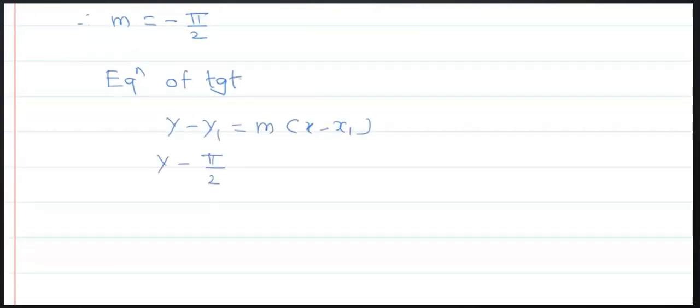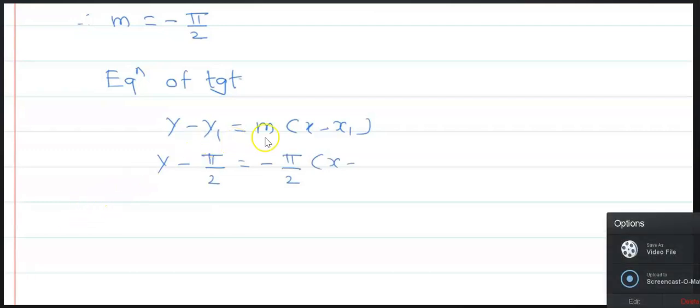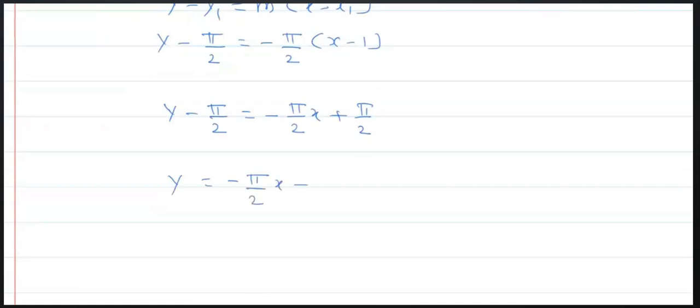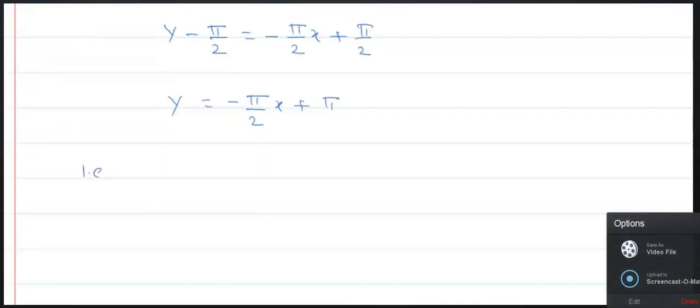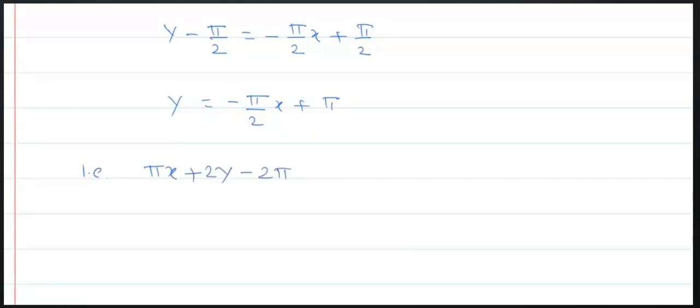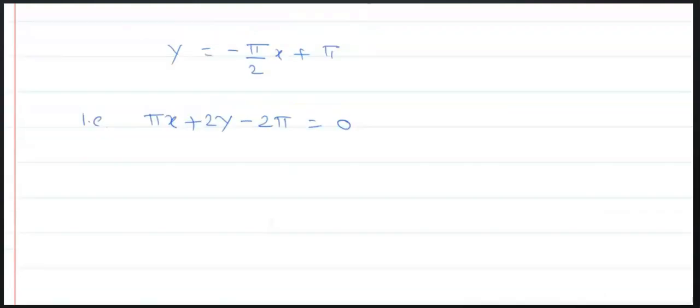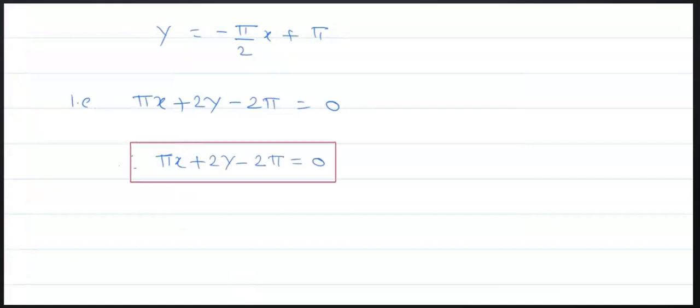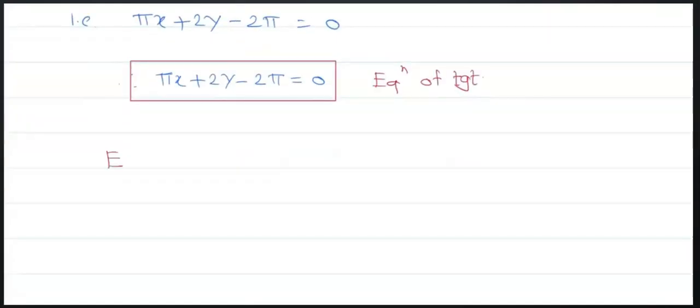Now the equation of the tangent in slope point form: y minus y1 is equal to m in bracket x minus x1. That is y minus pi by 2 is equal to minus pi by 2 in bracket x minus 1. So y minus pi by 2 is equal to minus pi by 2 into x plus pi by 2. Therefore the equation of the tangent is y equal to minus pi by 2 x plus pi. If you simplify it, you will get pi x plus 2y minus 2 pi equal to 0. This is the equation of the tangent.